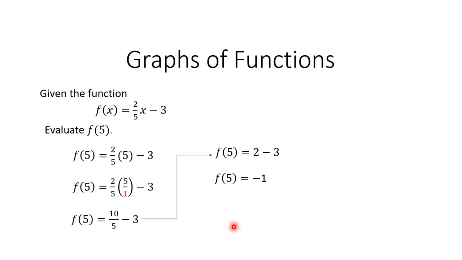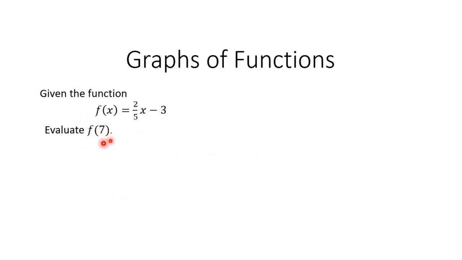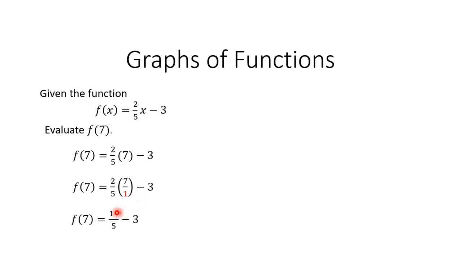All right. Let's find another one. Let's find the f of 7. So we do the same thing. We plug in 7 for x. That's 2/5 times 7 over 1. 7 times 2 is 14 over 5 times 1 is 5. That's 14 over 5. In this case, I need a common denominator.